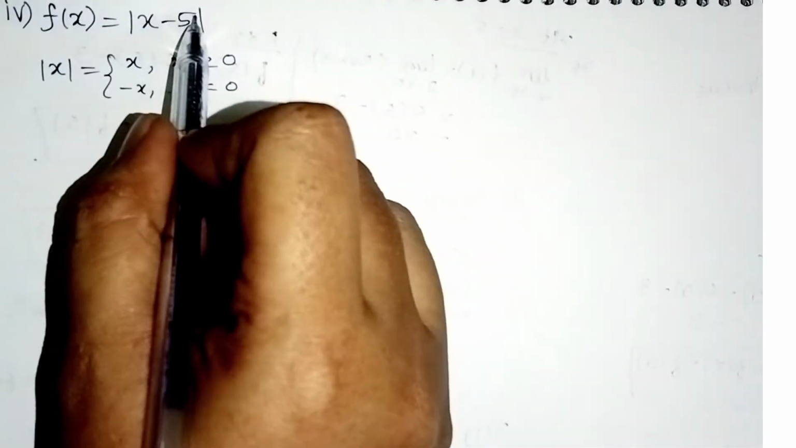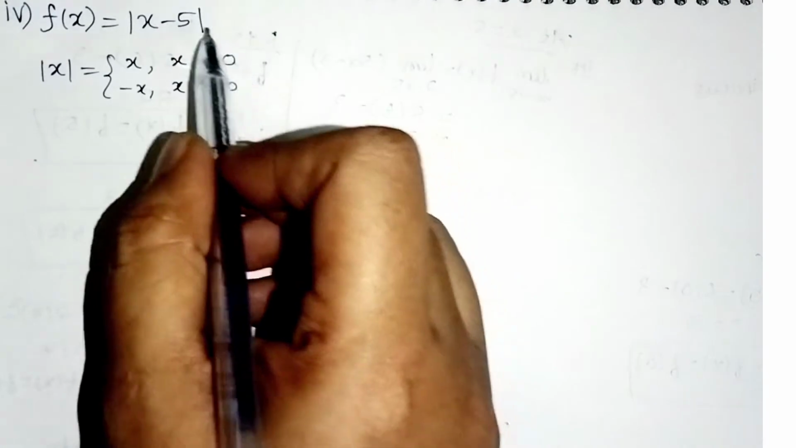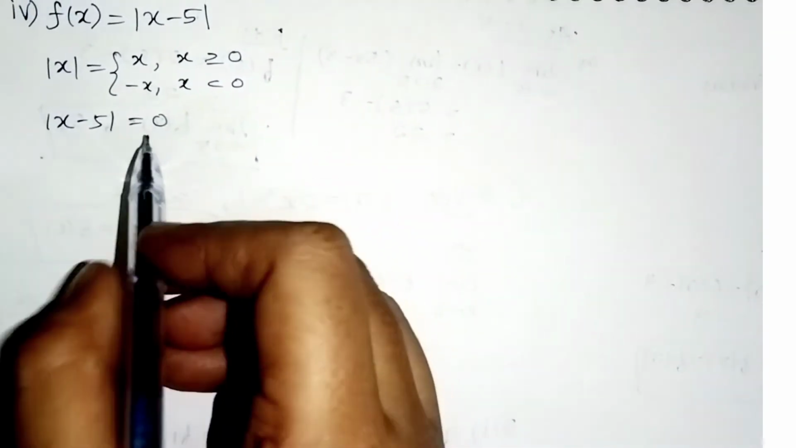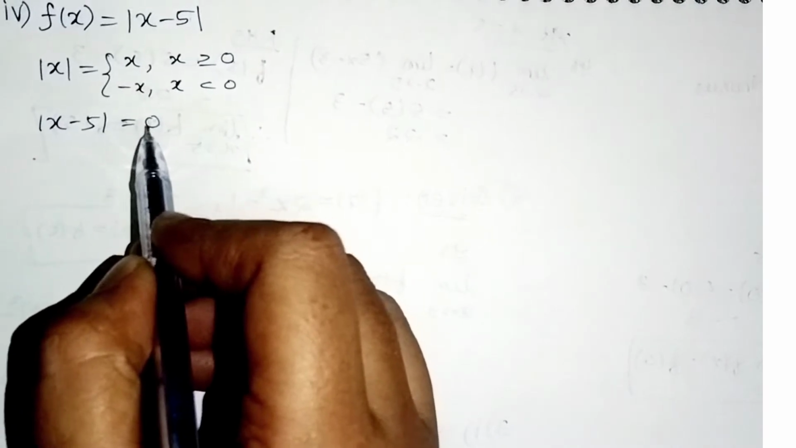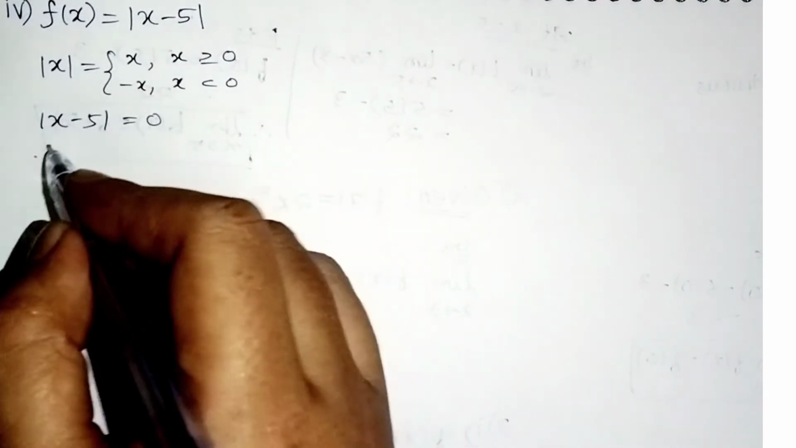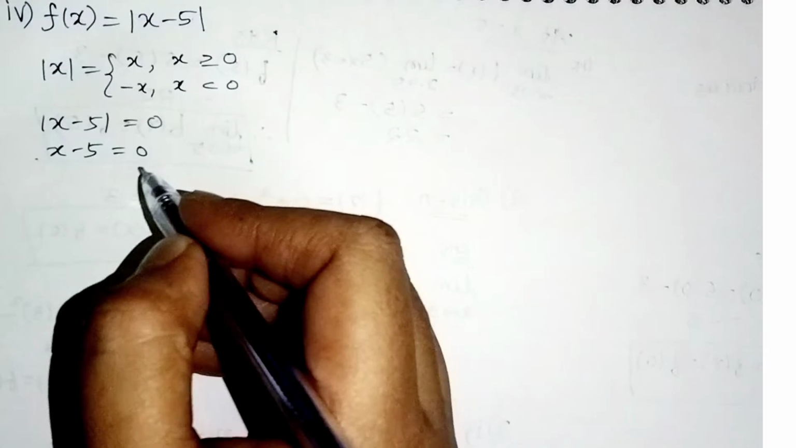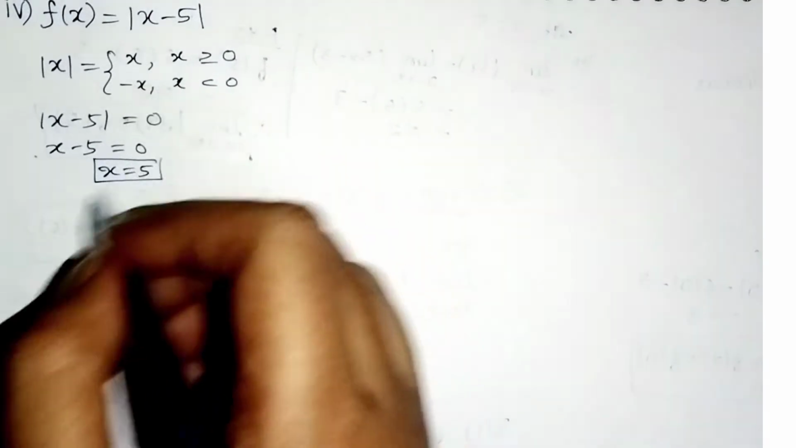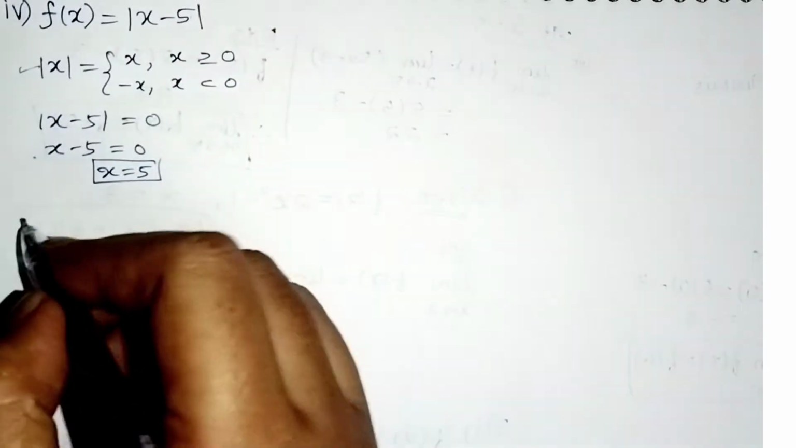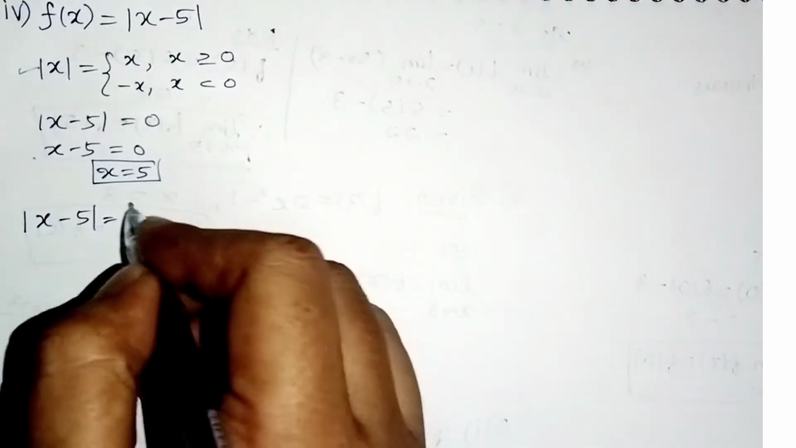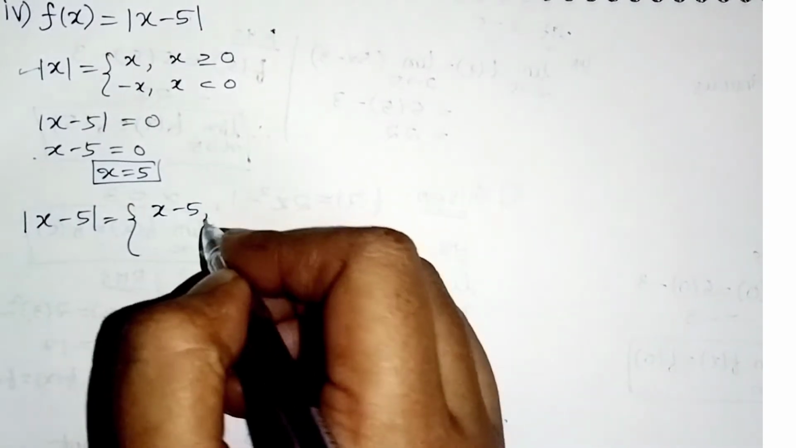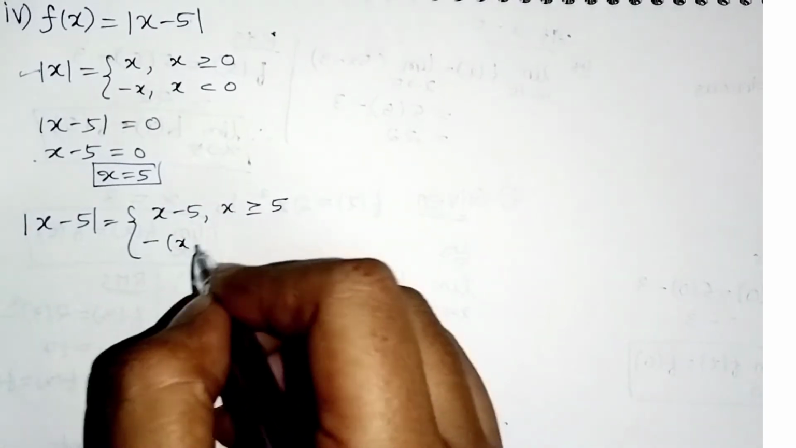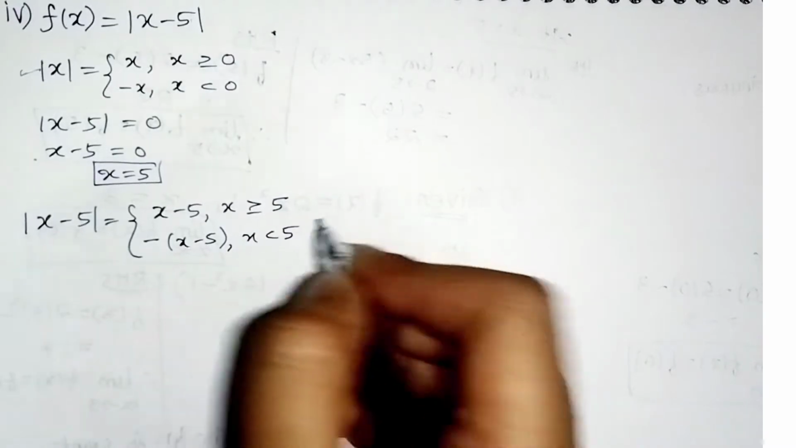Here we have x minus 5. To find this value, just equate to 0. So x minus 5 equal to 0. When we remove the modulus, right side it will be plus or minus. As it is 0, we don't need to worry about the signs. It is just 0. When we take minus 5 to the other side, it will become plus 5. So similar to this function, we can write modulus of x minus 5 as x minus 5 when x is greater than or equal to 5, as we have found this value, and minus of x minus 5 when x is less than 5.